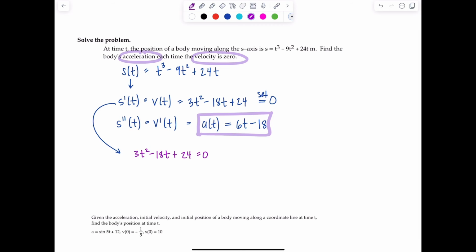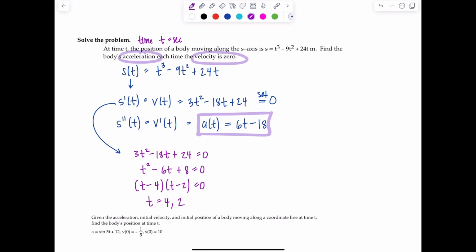I feel like it's going to factor, but let's divide by 3 first. So t squared minus 6t plus 4 is 0. Oh, plus 8. What am I doing? It's rather early in the morning, but that's no excuse. Okay. So yes, this factors beautifully. t minus 4 times t minus 2 equals 0. So velocity is 0 at 4 seconds and 2 seconds. I'm assuming we're talking seconds. They didn't say. Okay, I'll say time is in seconds.